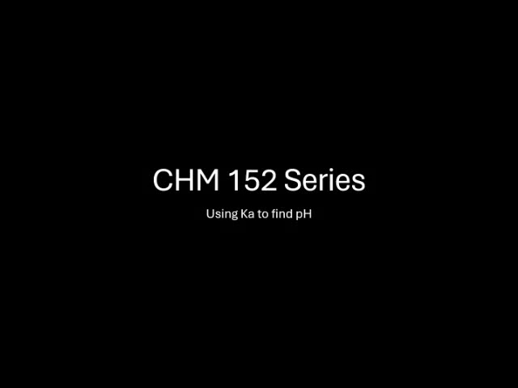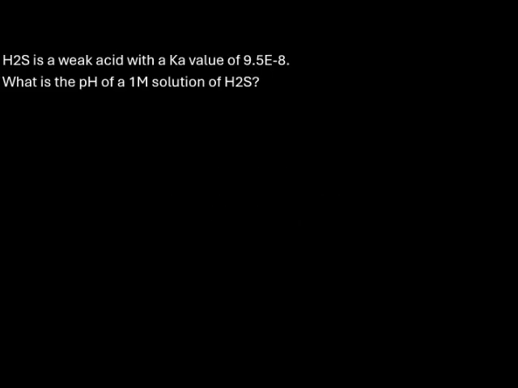In this problem, we'll be using a Ka value and a weak acid to find the pH of that weak acid. We'll begin with the weak acid H2S, and we are given a Ka value of 9.5 times 10 to the negative 8th. Our job here is to find the pH of a 1 molarity solution of H2S.